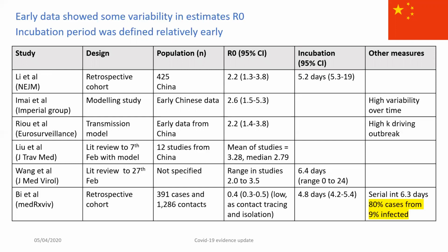Some studies found a higher R0, which were aggregated in the review of 12 studies by Ying Liu in the Journal of Travel Medicine, which pulled the mean up to 3.28. Of note, this was not undertaken using modeling or meta-analytic methods, so it's a very crude estimate, but does show that some studies did make higher estimates.